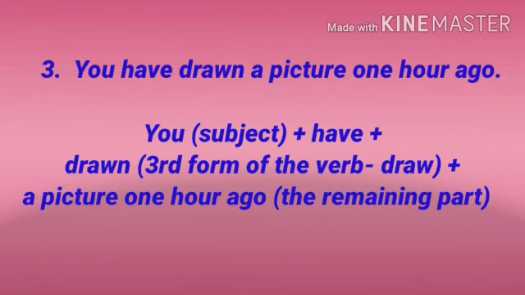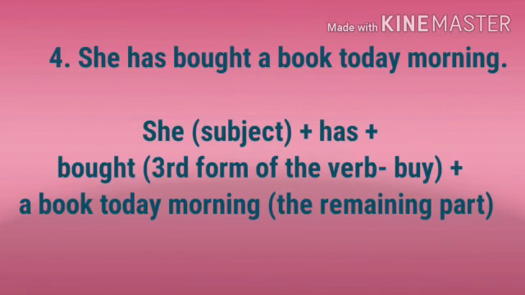Now students, I am giving you another example. She has bought a book today morning. Find out the subject. The subject is she. Then according to the subject you need to choose have or has. So here the subject is she. So which one will you choose? Yes, has. So after she, has will be there. Then the verb is buy, and the third form of buy will be placed, which is bought. Then the remaining part of the sentence, and the remaining part of the sentence is what? A book today morning. So she has bought a book today morning.